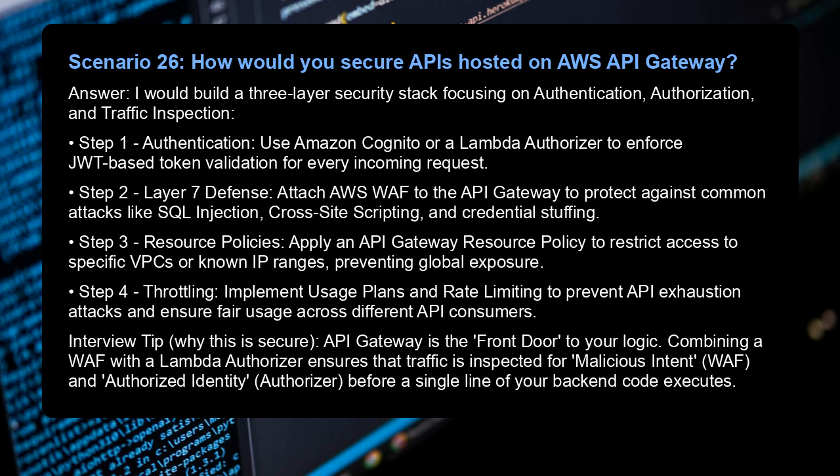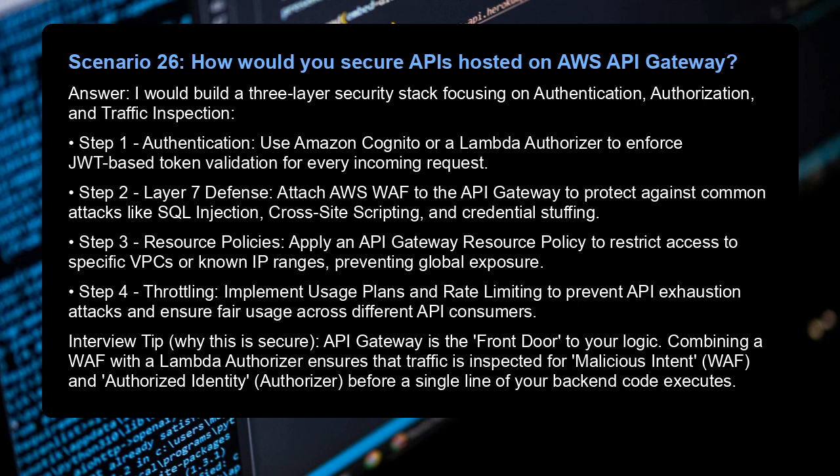Step 2. Layer 7 defense. Attach AWS WAF to the API gateway to protect against common attacks like SQL injection, cross-site scripting, and credential stuffing. Step 3. Resource policies. Apply an API gateway resource policy to restrict access to specific VPCs or known IP ranges, preventing global exposure. Step 4. Throttling. Implement usage plans and rate limiting to prevent API exhaustion attacks and ensure fair usage across different API consumers.